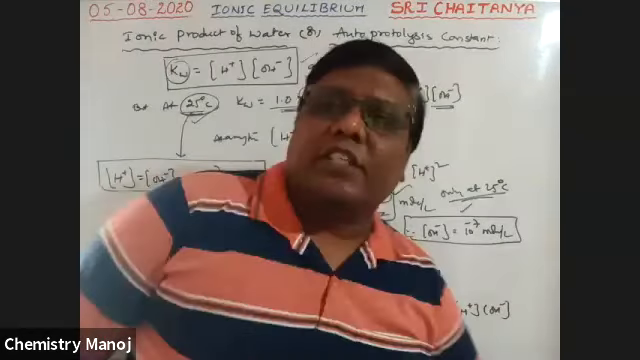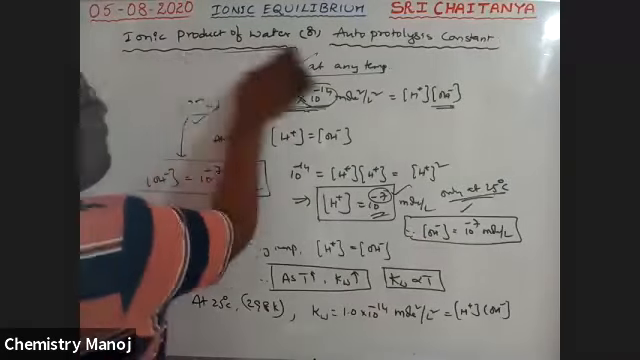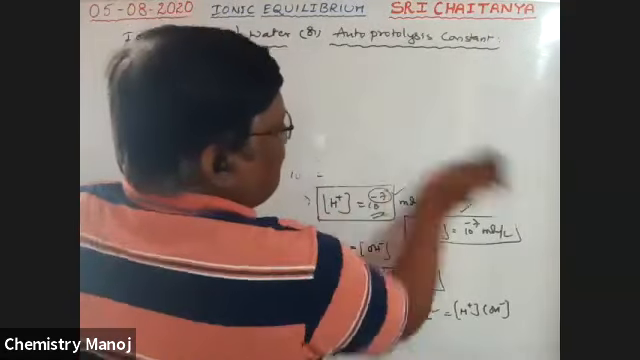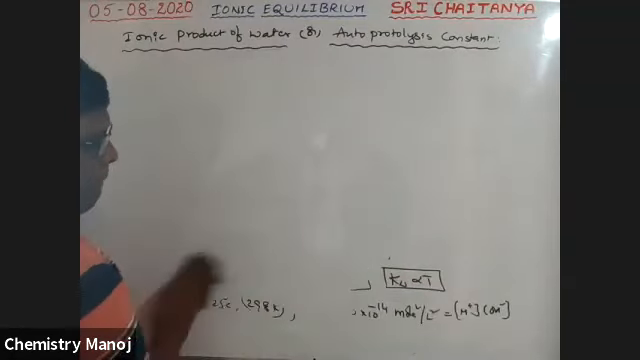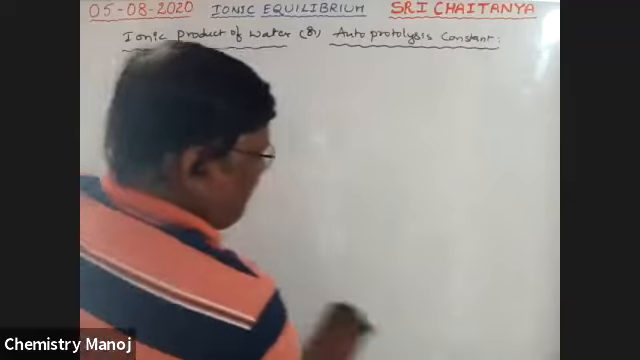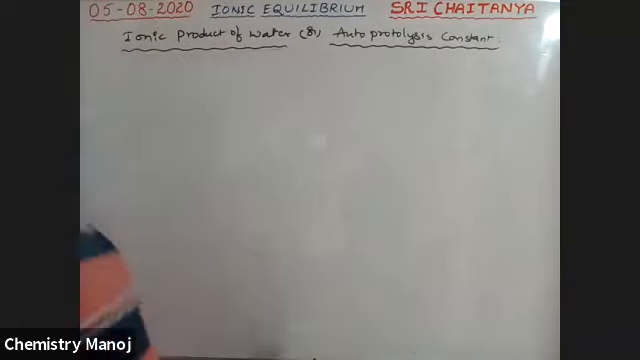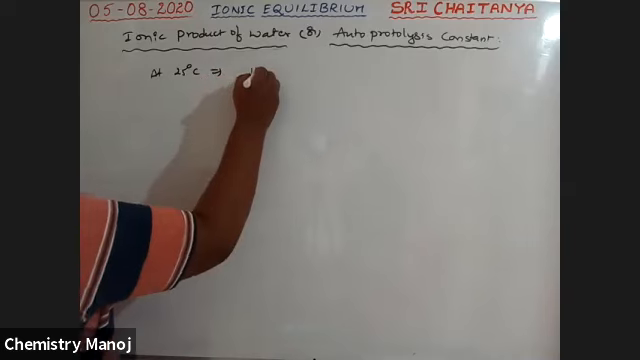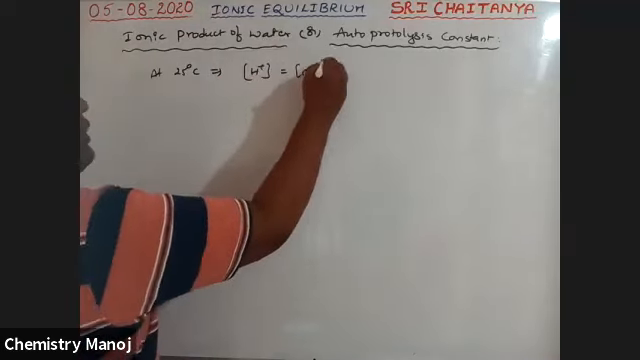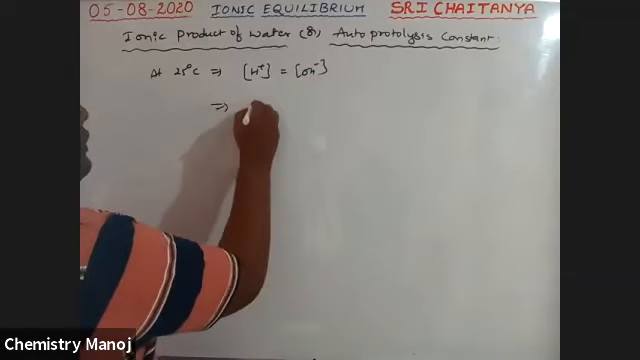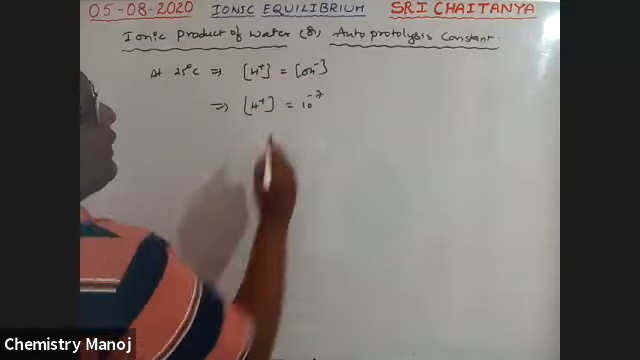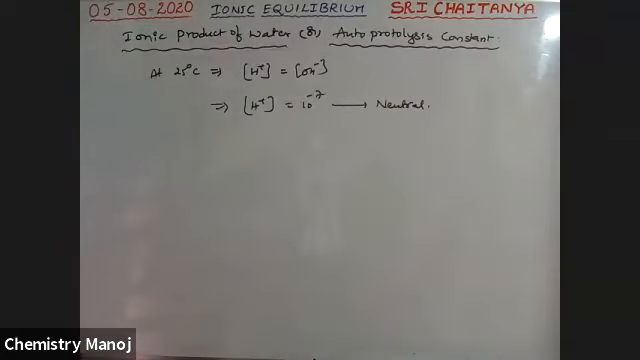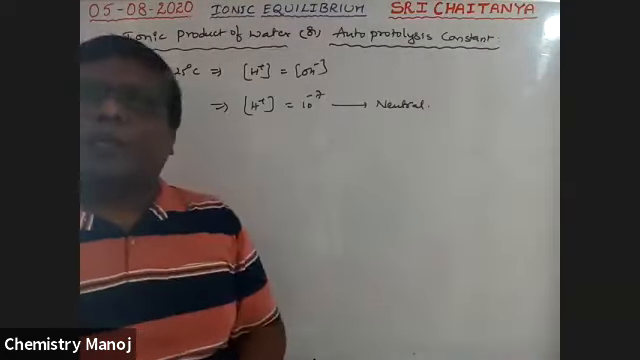Now I am using some conditions. So please see here. At 25 degrees centigrade, if H+ ion concentration is equal to OH- ion concentration, that implies H+ concentration is equal to 10^-7, and the solution is considered a neutral solution. There OH- concentration is also equal to 10^-7.